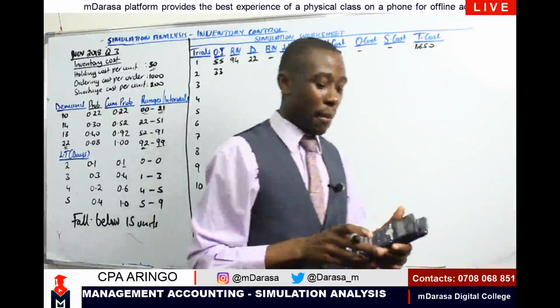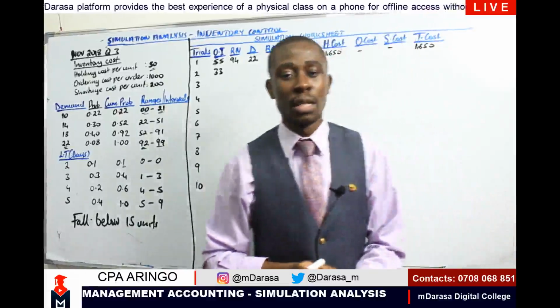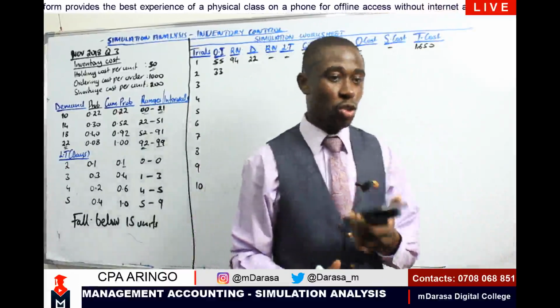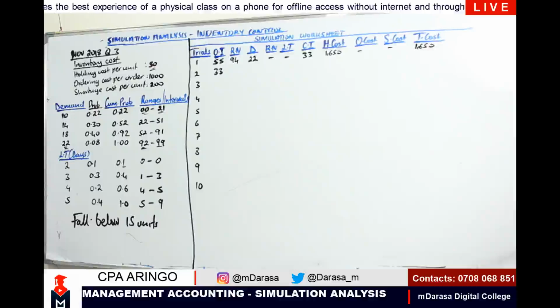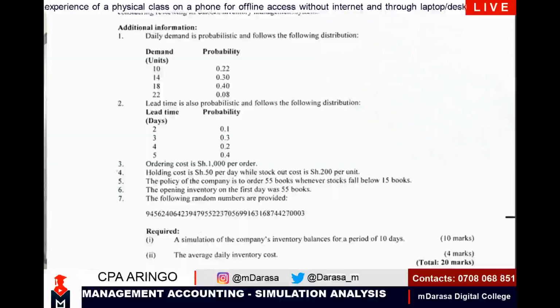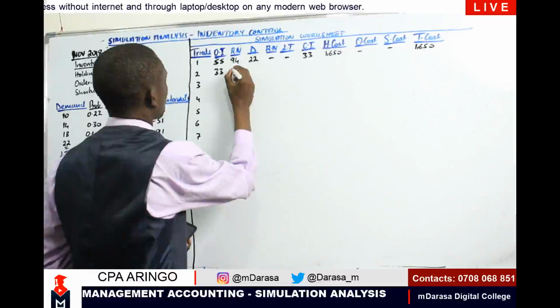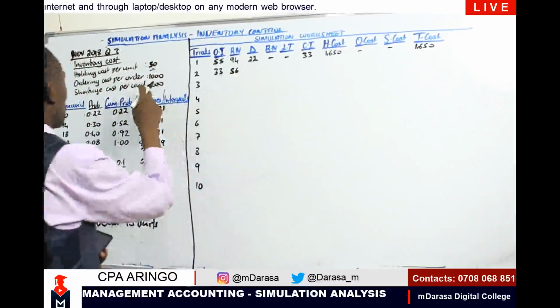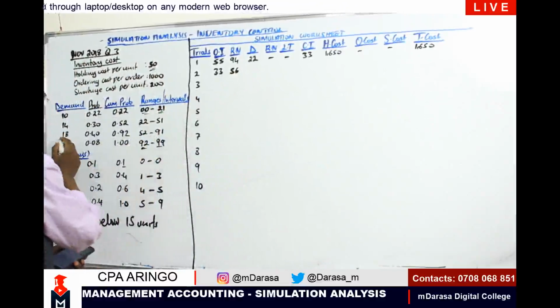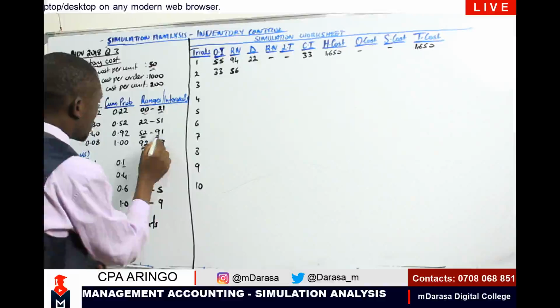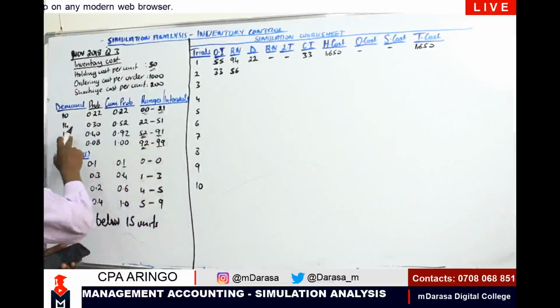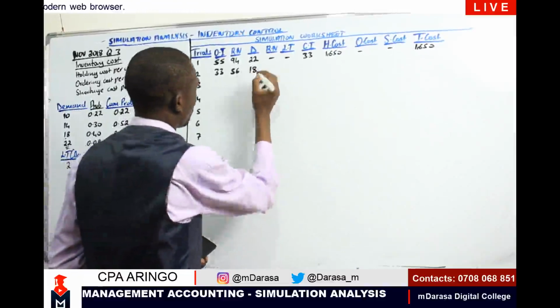The next random number, my good student, I should be having what? If you can clearly see in your question, after 94, you can clearly see we have 56, right? So 94, not 7, that is not 7. I'm having 94 then 56. So we should be having 56 here. And look at our demand. Where will 56 fall? 56 is falling in between 52 and 81, and that should give us a demand of 18 units. So I'm having 18 units.